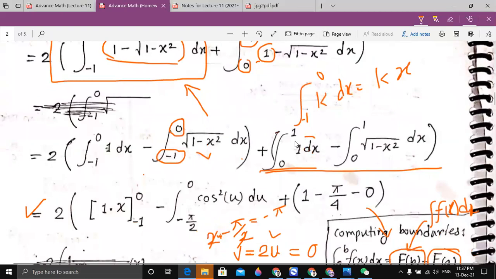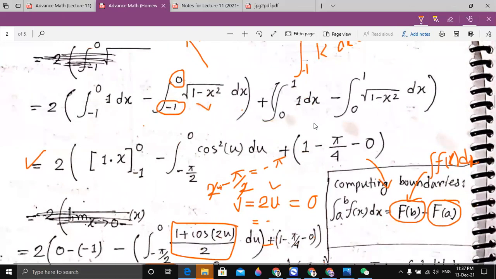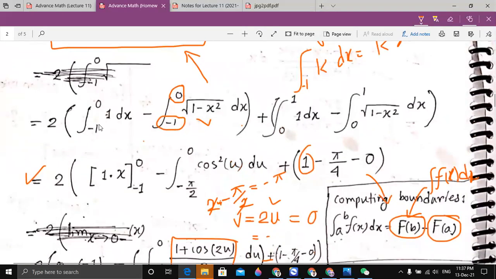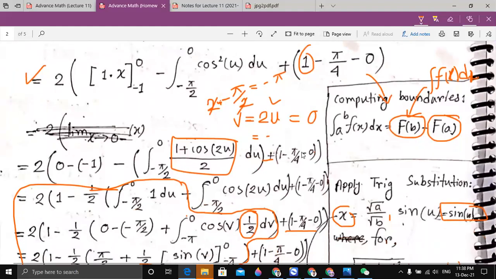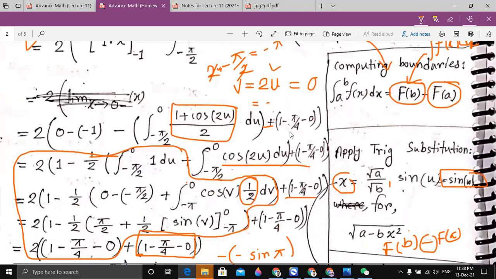And then the integration of one dx will make one, because I already know. How do I know? Because I already calculated. And this part will make minus pi by 4, minus 1 minus pi by 4 minus 0, okay? Cos u du, yeah.